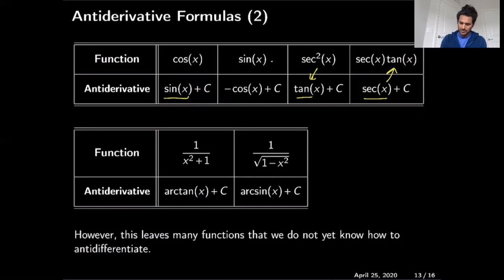So here we leave out many functions for which we do not yet know how to calculate the antiderivative. These are the few functions which we have. So we use these tables basically to find these antiderivatives. So let's do some examples based on these formulas. What will be the antiderivative of 2 divided by x squared plus 1 dx first?